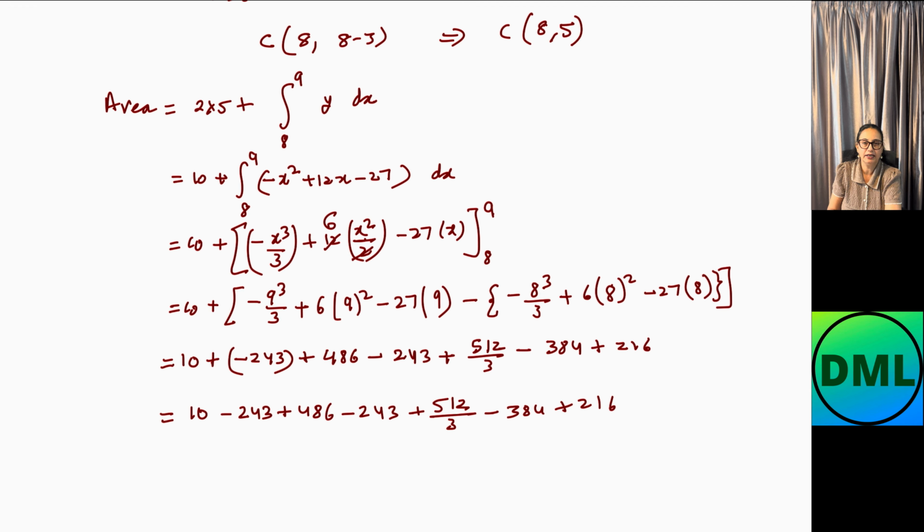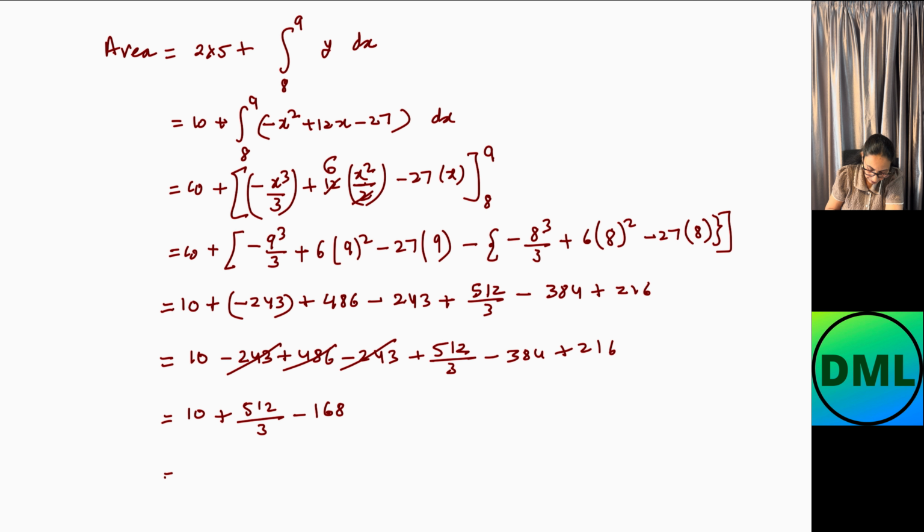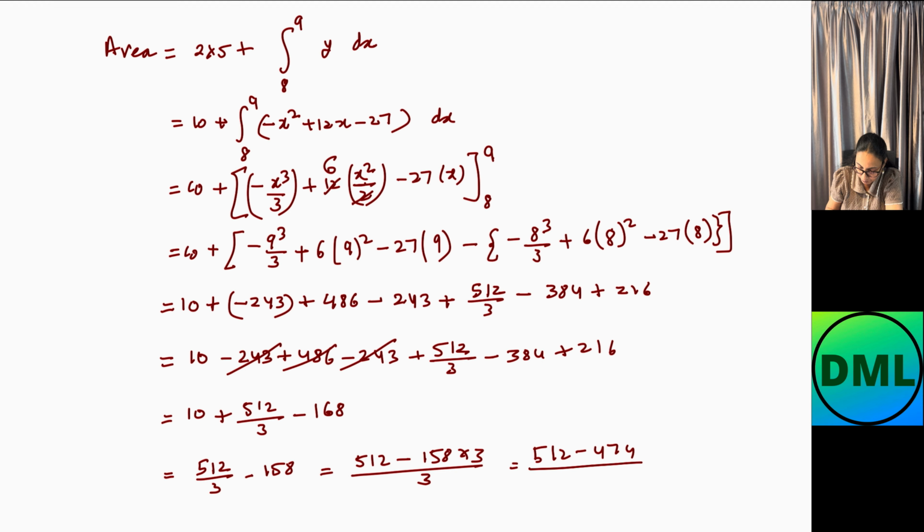Minus 243 and minus 243, if you add, that answer will be minus 486, so this will get cancelled from here. That will be equal to 10 plus 512 by 3. If you subtract this, your answer will be equal to minus 168. That will be written as 512 by 3 minus 158. This will be written as 512 minus 158 times 3 divided by 3. If we multiply 158 times 3, that will be 474. Let's write down here 512 minus 474 divided by 3.